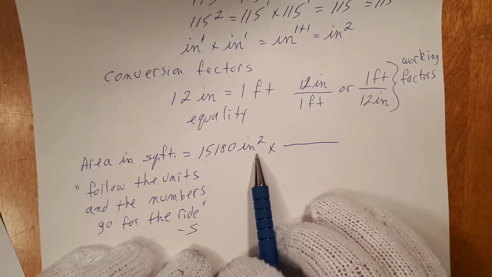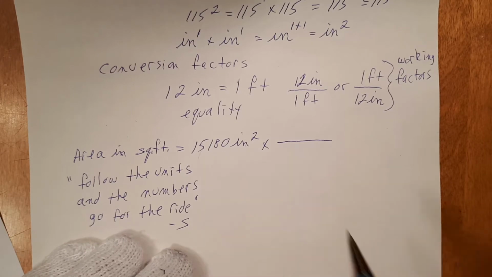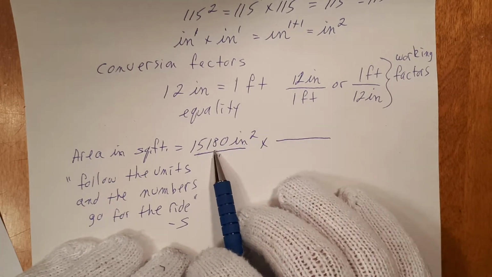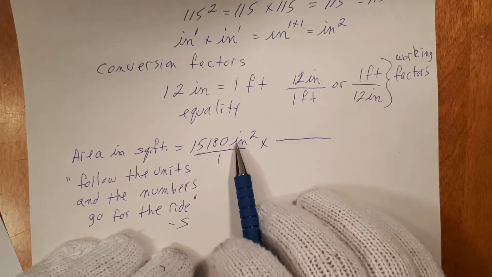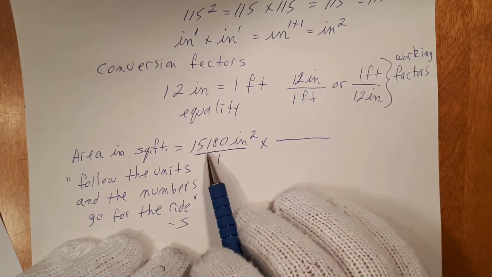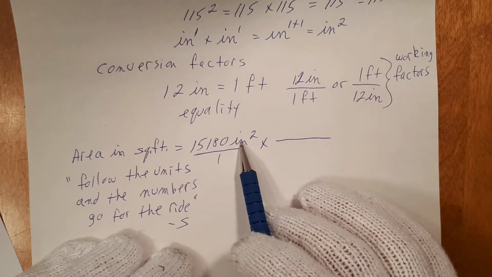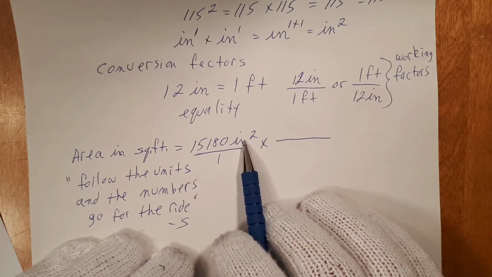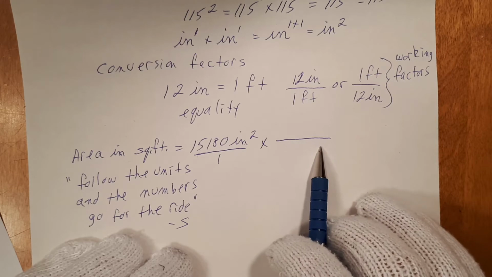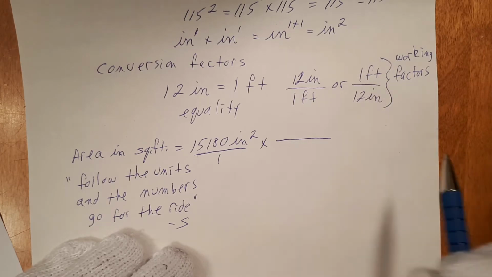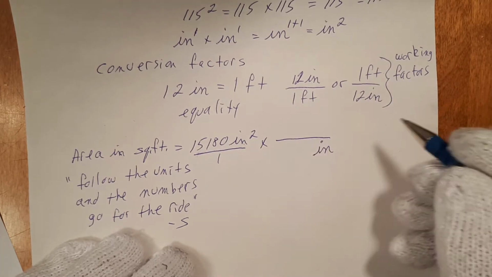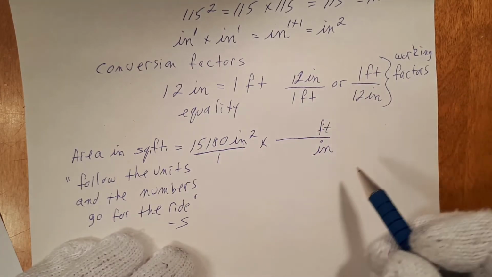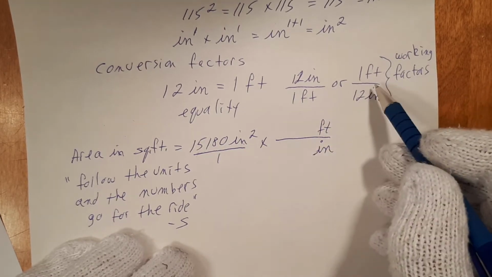How do I know that inches are in the numerator? Well, all numbers are fractions. Everything can be divided by 1. The number divided by 1 and the inches divided by 1 doesn't change anything, but it tells us visually that this is in the numerator and here is the denominator. In order to cancel out the inches in the numerator, I need to put inches in the denominator here. So I'm going to use this one. Inches in the denominator such that they cancel out, and then feet go on the top. Follow the units, and the numbers go for the ride.